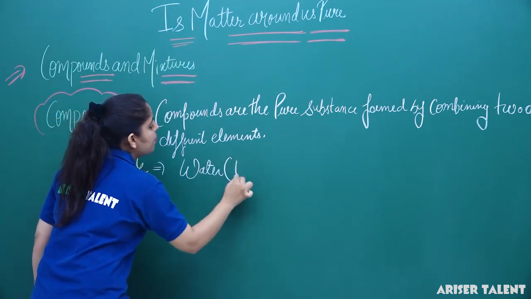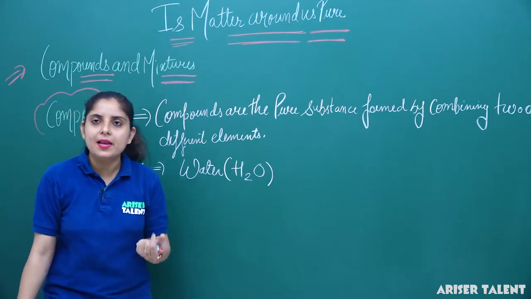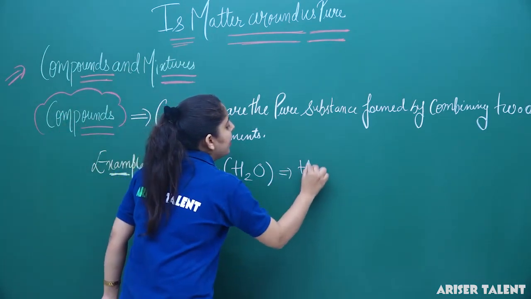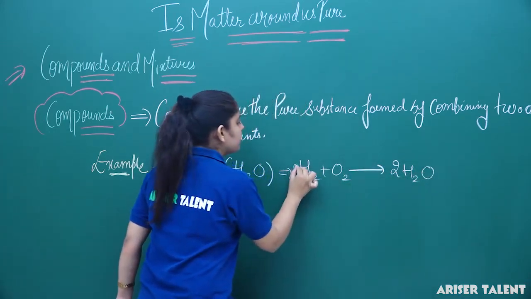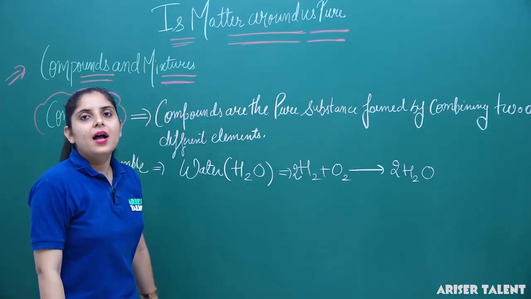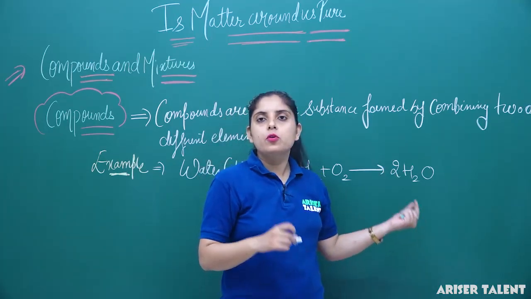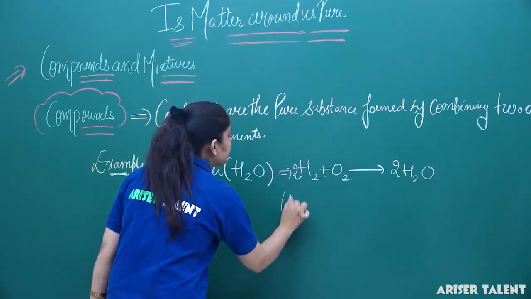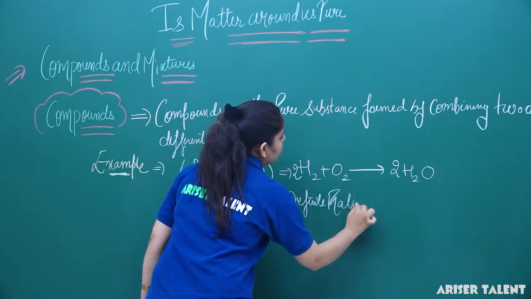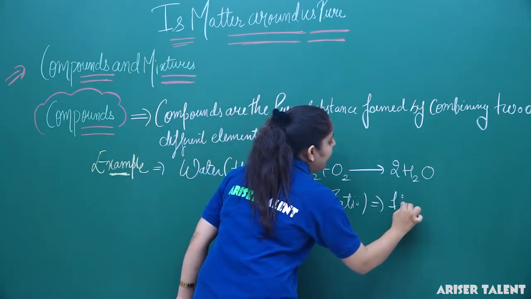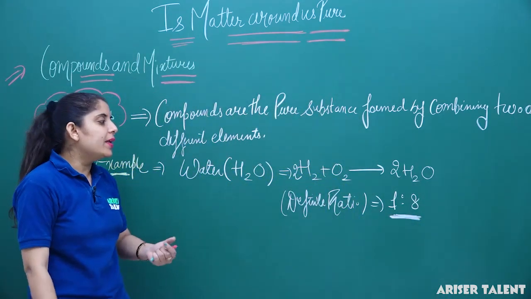Water has the molecular formula H2O. Hydrogen and oxygen are the individual elements, and after combining H2 and O2 we get 2H2O. Hydrogen and oxygen combine in the ratio of 1:8 by weight to give a water molecule. So, compounds have a definite ratio. This is very important in the case of compounds. Water is formed by combining hydrogen and oxygen in the ratio of 1:8. This is how you get the compound.